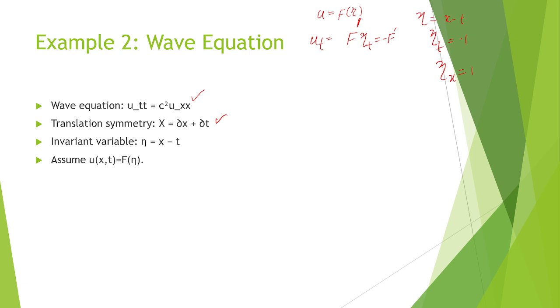Okay, so again u_tt gives me again a minus sign, so this is a plus sign and f double dash, that is u_tt. Now u_x is equal to f dash, differentiating f with respect to eta and then eta with respect to x. You see eta_x is 1, so this is f dash, and u_xx is f double dash.